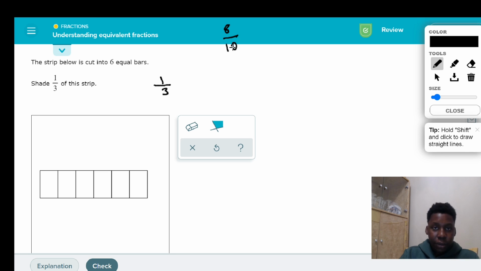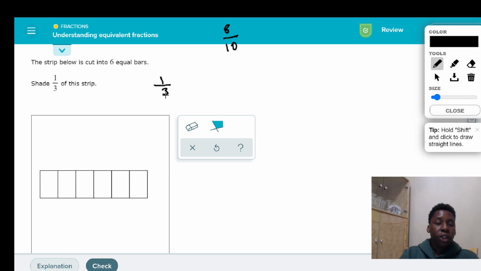Out of ten points, I only managed to get 8 points. So this is basically saying out of 10, every time there's a 10, I got an 8. The full amount of stuff I could get is 10. So every time there's a full amount, which is 10 in this case, I got an 8. In this case, every time there's a full amount, which is 3, I always shade 1. And the full amount in this case is 6 equal bars, right?